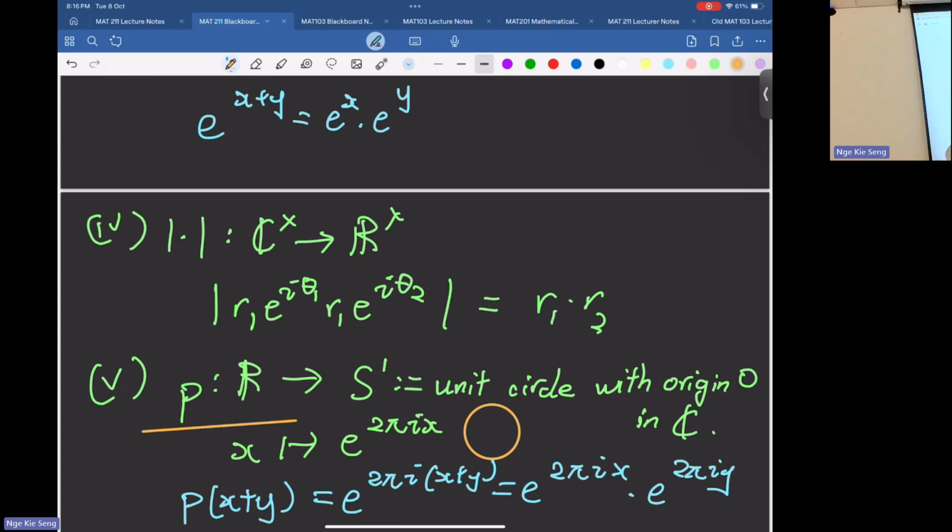This kind of map is very important in your algebraic topology. Okay, algebraic topology will learn this, and we call these covering maps. We call this R a covering space of S1. It covers the circle, right?